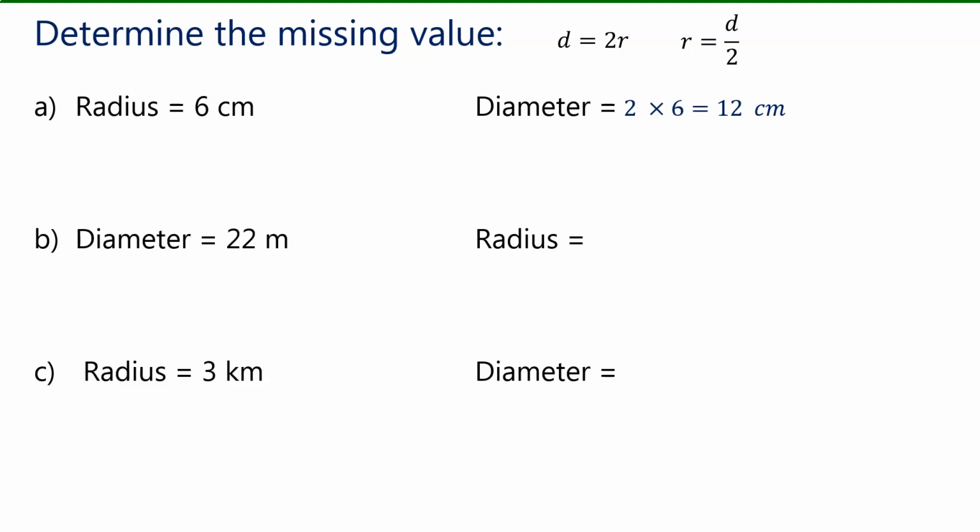In B, this time we're given the diameter, and we got to figure out the radius. So to do that, I got to take the diameter and divide it by 2. And doing that gives me 11 meters. And for C, I'm given the radius again. So if I double the radius, 3 times 2, I get 6 kilometers.